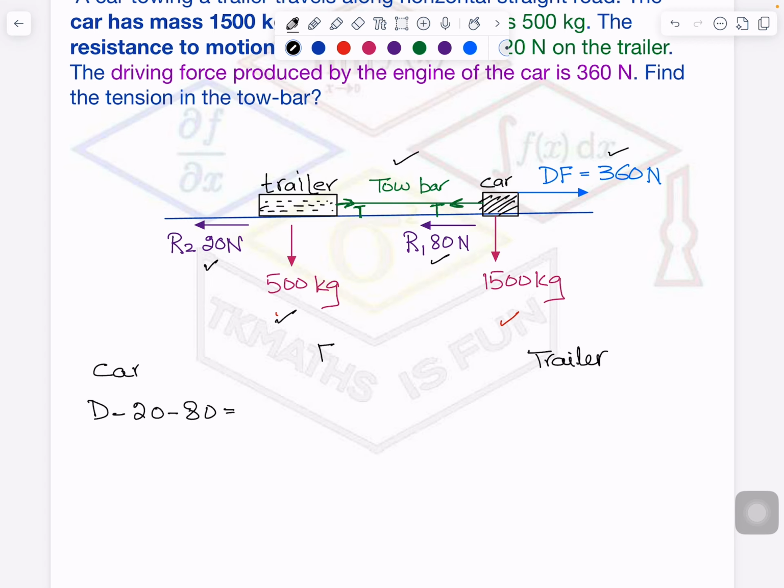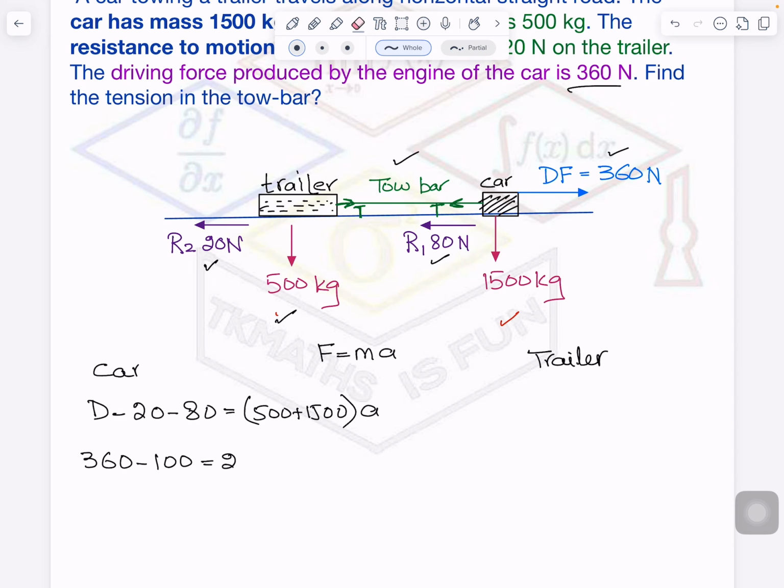Just Newton's second law of motion is F equals ma. Masses will add up. So 500 plus 1500. Right. So it will become what? D, driving force is given to you in the question. It is what? 360. It's given here, right? So 360 minus 100 is equals to 2. Oh, I'm sorry. I'm doing it for the system, whereas I said do it for car. Okay. So let's take it for the system because I've already done it more than half.